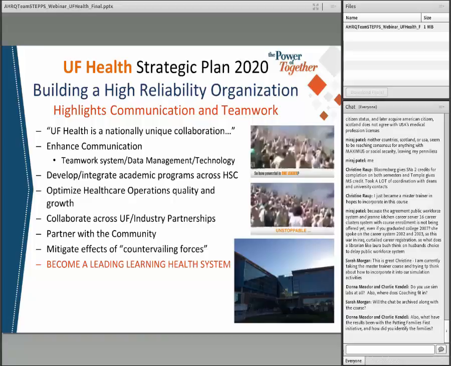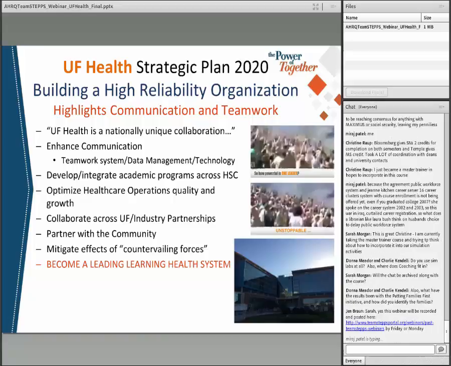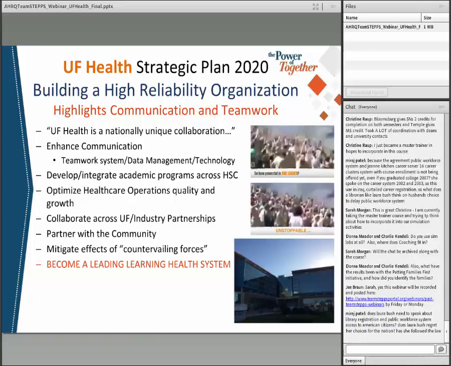But the big win in all of this is in our strategic plan, the primary goal overall is to become that leading learning health system that optimizes all of these resources of the practitioners and their trainers and everything else to a primary function of healing, our secondary function of teaching, and then the discovery, our research component. So on that note, we'll kind of wrap it up, and hopefully we've showed you where we're trying to meet our blueprint for success with our organization and our building up of TeamSTEPPS here.